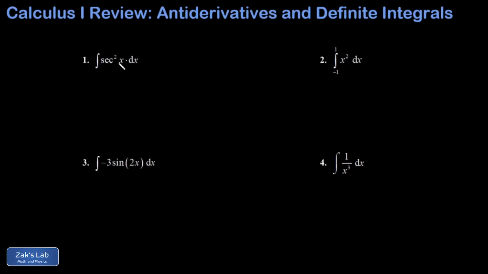So let's get started. In the first integral, I have an indefinite integral of the square of the secant function. This just means give me the antiderivative, and that's the tangent function, and we're done.